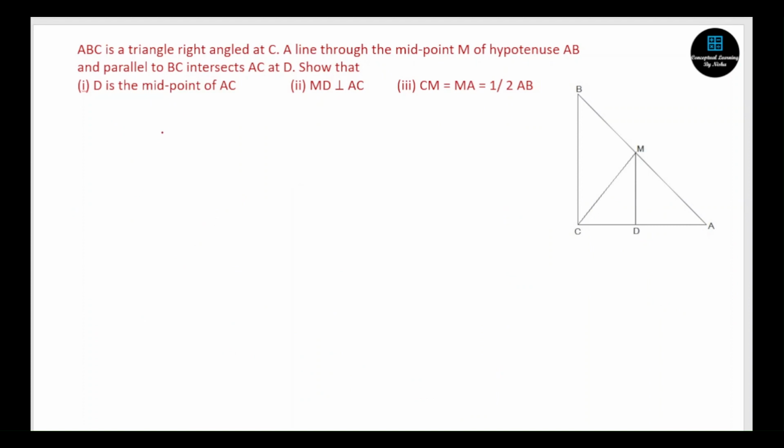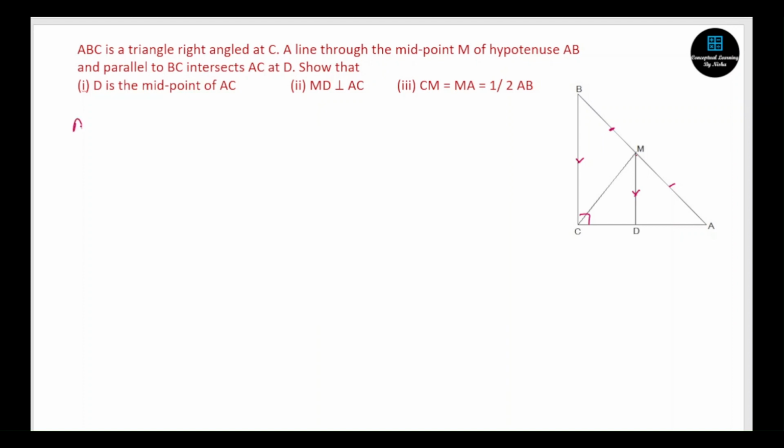Now this question is important. Okay. See what they have given. ABC is a right angle at C. So this is 90 degrees. A line through the midpoint M of hypotenuse AB. So M is the midpoint. That means these two are equal. Okay. And this line segment is parallel to BC. So these are parallel. Okay. Which intersects AC at D. And we have to show that D is the midpoint of AC. Easy. Converse of midpoint theorem. Yes, very good.